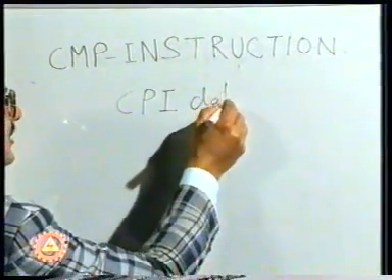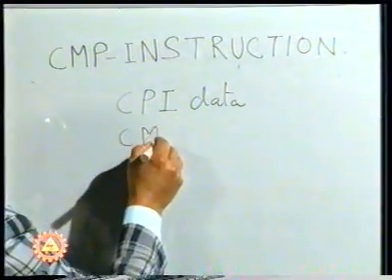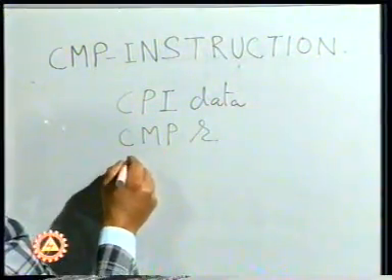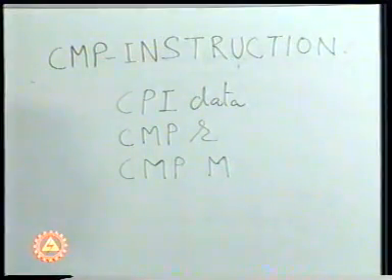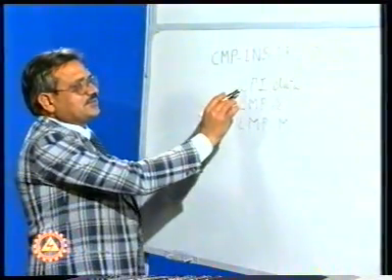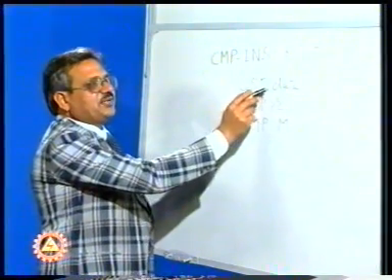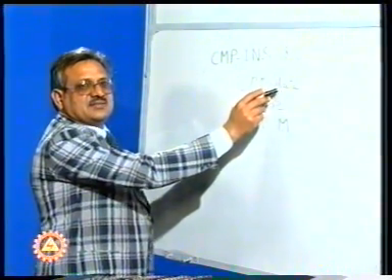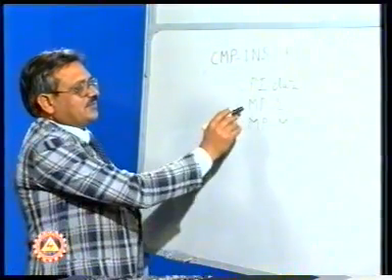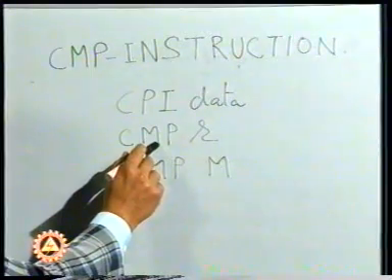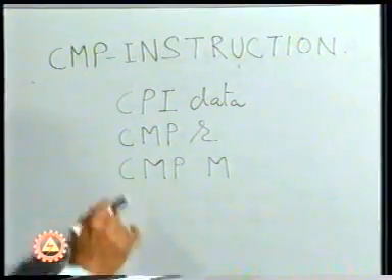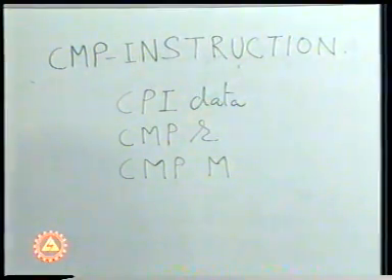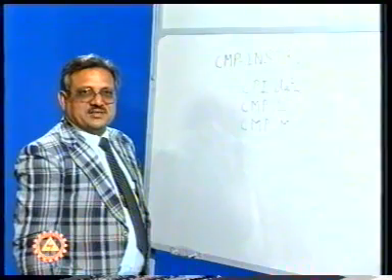Those three variations are compare immediate CPI data, compare R, compare M. That is, CPI data means comparing the content of accumulator with the data byte, and the result affects the flags. Compare R, contents of accumulator are compared with the contents of one of the registers. Compare M means contents of accumulator are compared with the memory data whose address is indirectly pointed out by HL register pair.